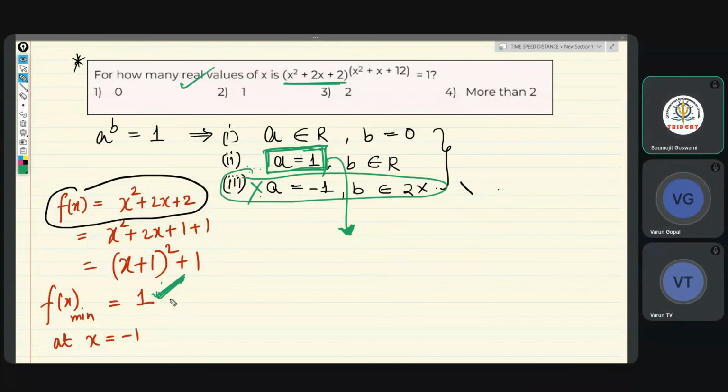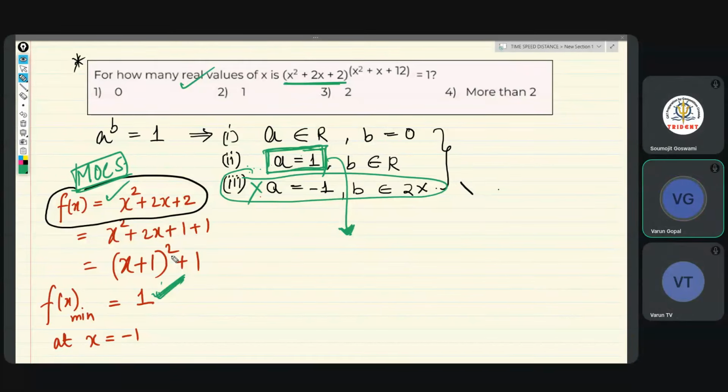To find the minimum value of a function, we don't need to equate it to anything. We can find it by splitting the middle term or completing the square. This is basically called the method of completing the square. It will take some time. You'll understand what I have done over there, that is, splitting the middle term by 2 and creating the square.